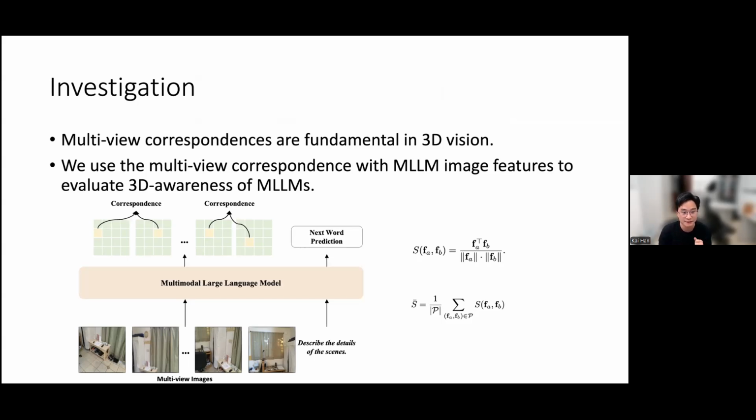Then we take the correspondence quality as a vehicle to help us probe the 3D awareness of the MLLMs. We just take the feature maps, and across different frames we try to find the correspondences, and then we can measure the correspondences among different frames using the multimodal language model's features.